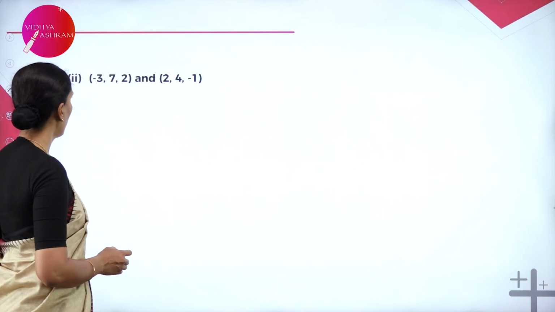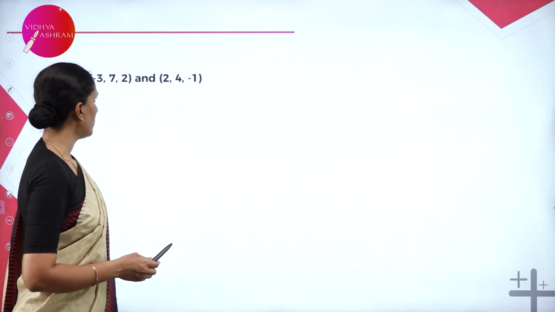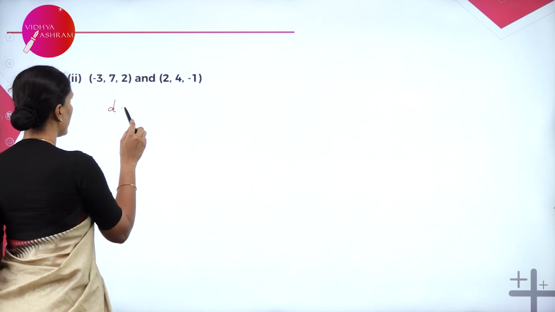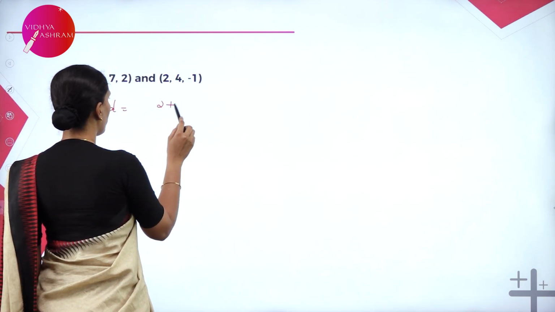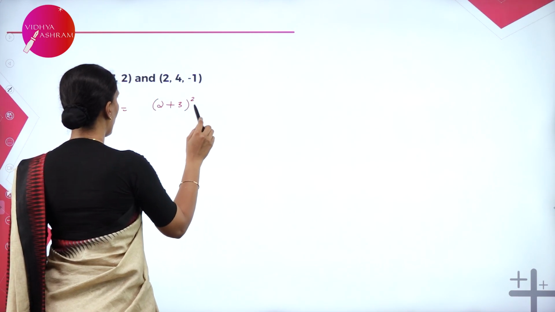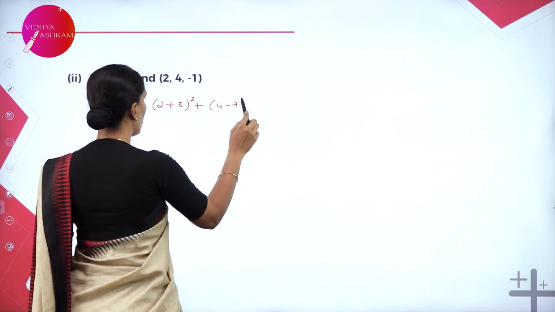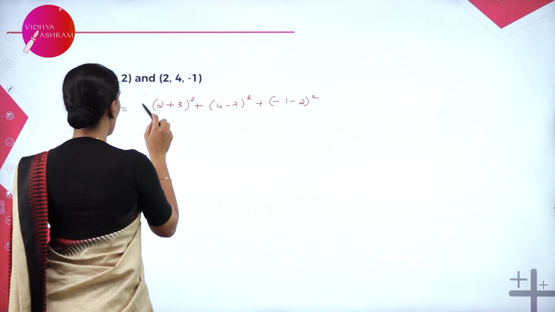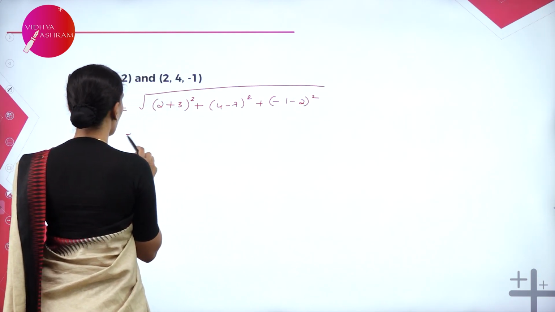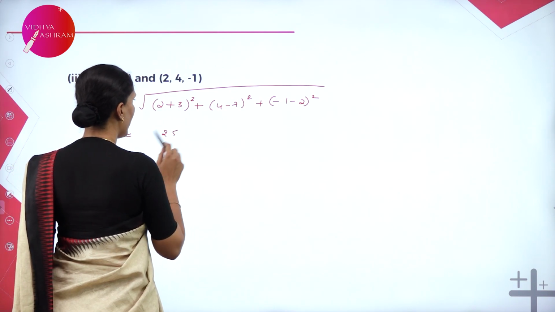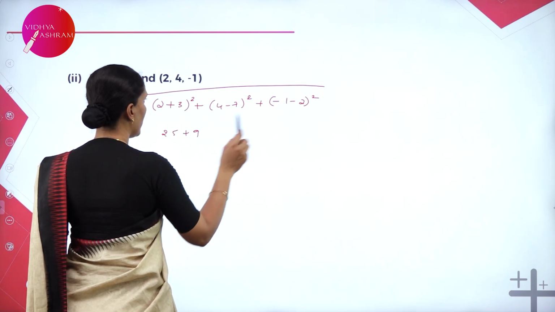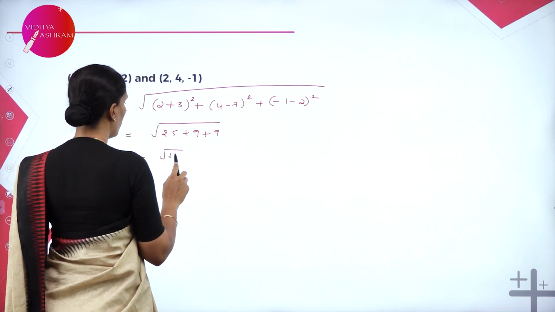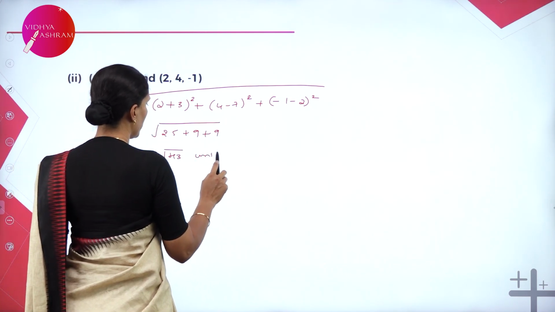Next one, minus 3, 7, 2 and 2, 4, minus 1. So the distance D is equal to the square root of (2 minus of minus 3, which becomes plus 3) whole square, plus (4 minus 7) whole square, plus (minus 1 minus 2) whole square. So 5 square 25, 3 square 9, 3 square 9. So this is equal to root 43 units.